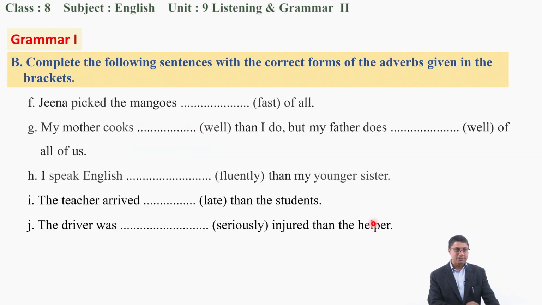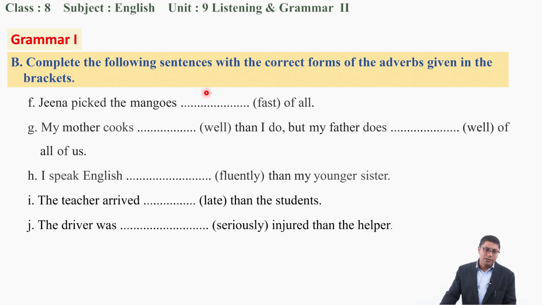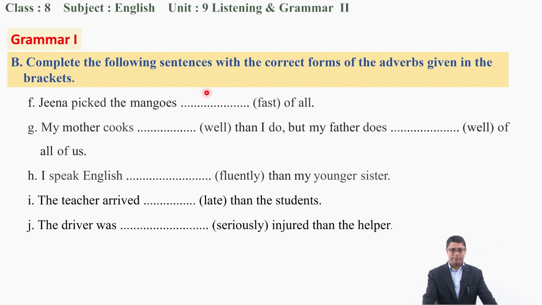Let's continue. Look at F. What's the sentence here? Gina picked the mangoes first of all. Okay, see there. What's the adverb given in the brackets? Fast. Very good. And have you decided the form of adverb here? Superlative or comparative? Okay, then tell me, which form are you going to use? All right, superlative, because Gina is compared with all the people there.